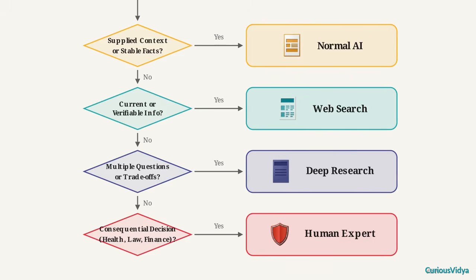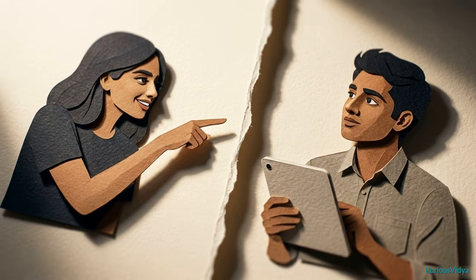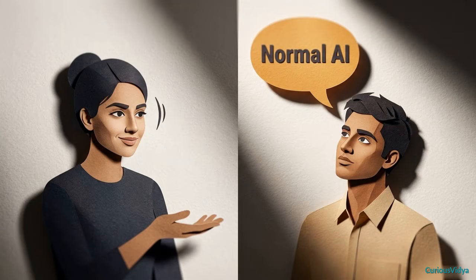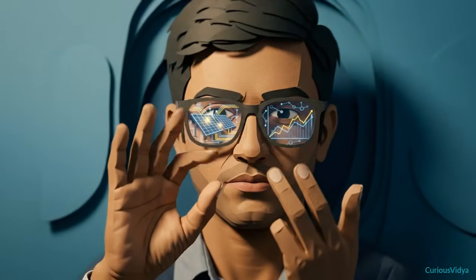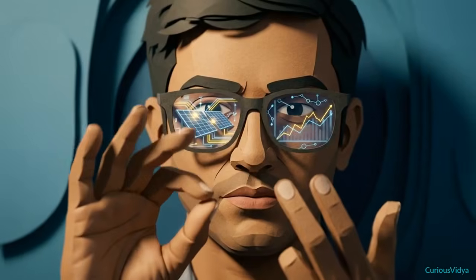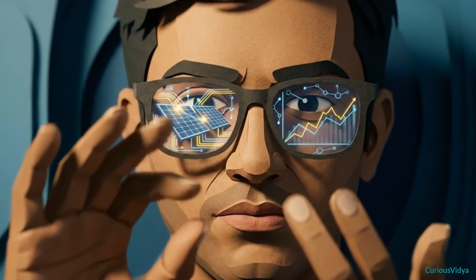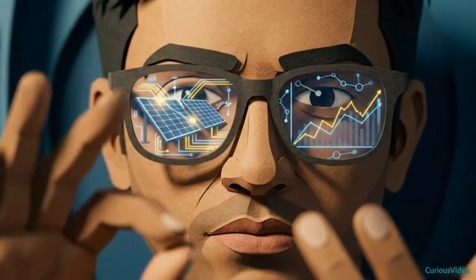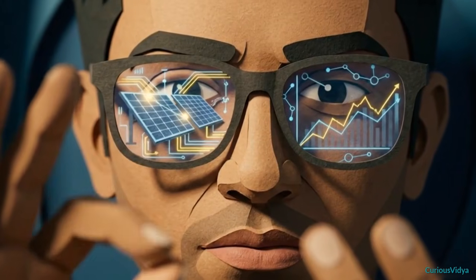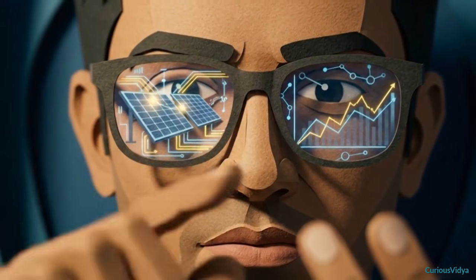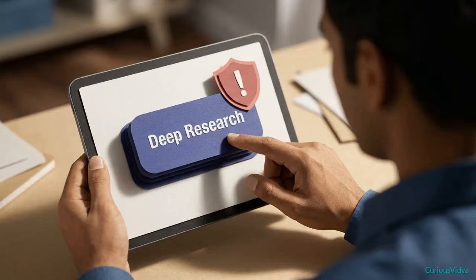Let's give my younger brother, Deepu, a test. Deepu, explain what a solar panel does. Normal AI. Good. Now find the current solar subsidy in our state. Web search. Exactly. Finally, should our family install solar panels based on our roof, electricity use, installation cost, current subsidy, maintenance, and long-term savings? Deep research, followed by verification of the important assumptions.